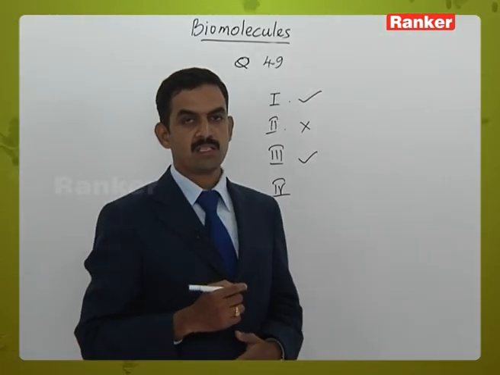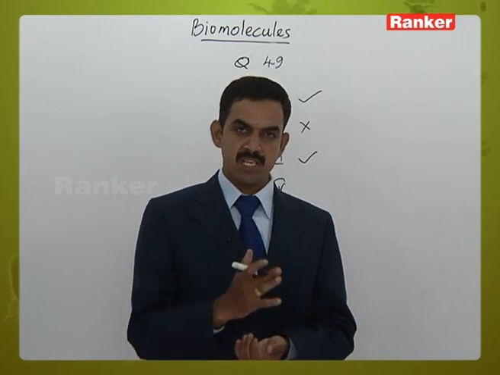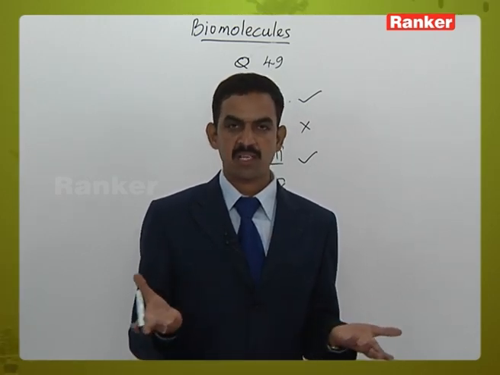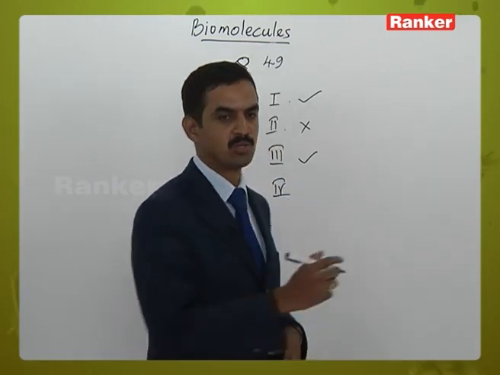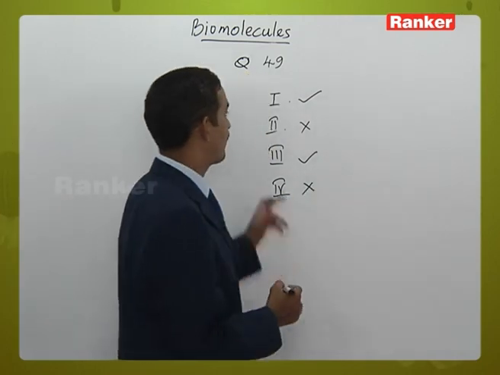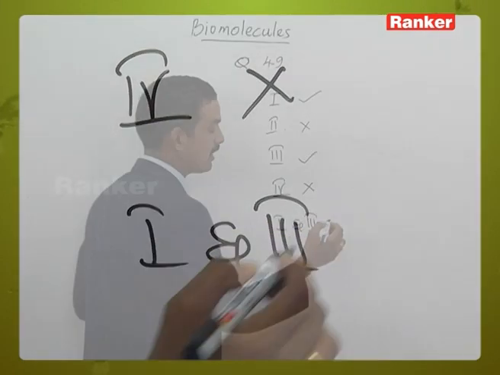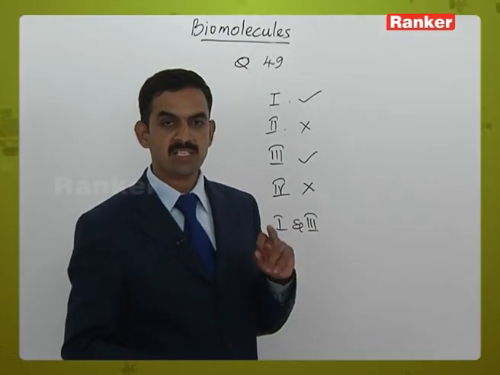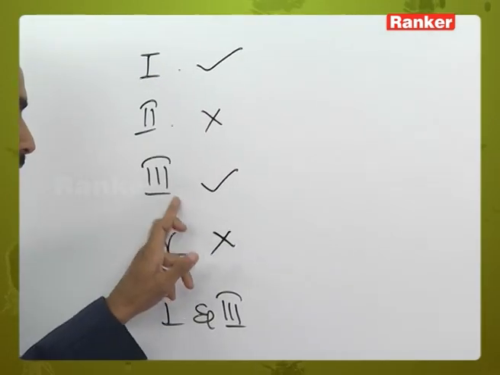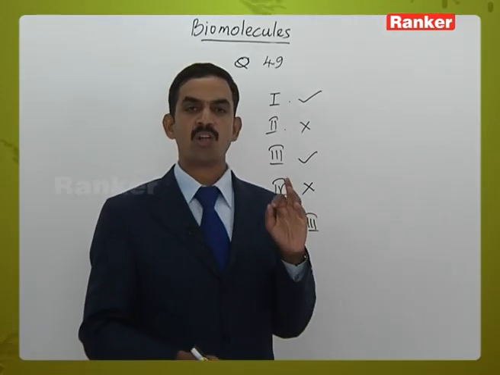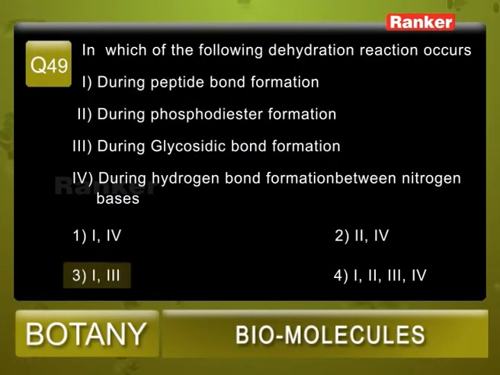Then the fourth one, the hydrogen bonds which are present between the nitrogen bases. During that process the water release is not taking place, so dehydration is not taking place. So that is also incorrect. So from the given options we can say that 1 and 3 are correct. That is, dehydration is taking place during the peptide bond formation in the protein chain and glycosidic bond formation in a polysaccharide molecule. So question number 49, the correct answer is 3.